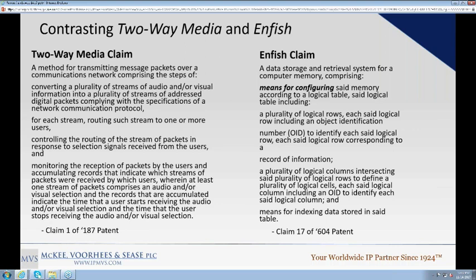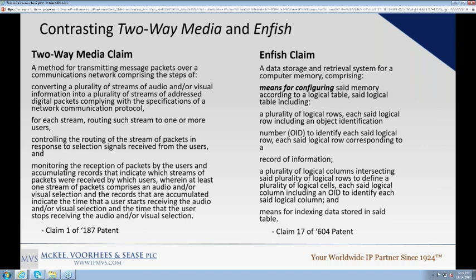So here's the comparison I have. I brought in a claim from NFISH. This is claim 17 of the 604 patent. The court thought that that was representative of the patent claims at issue in the NFISH case and put it in its opinion. And similarly did the same thing with claim 1 of the 187 patent for two-way media, at least with respect to the 187 patent, and I believe the 005 patent. And you can look there.